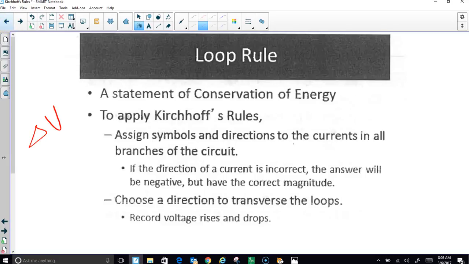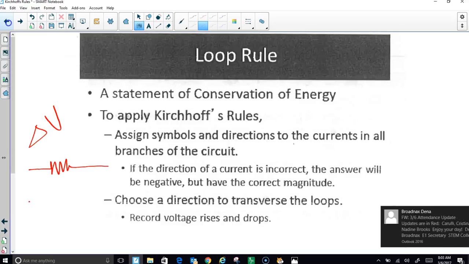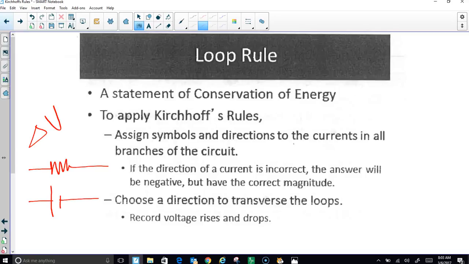All right? When you cross a resistor, or you cross, say, an EMF, a voltage source, depending on the direction that you go, you're going to experience a voltage rise or a voltage drop. And we'll talk about how to recognize which one.